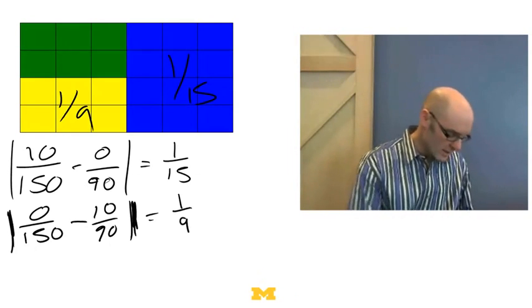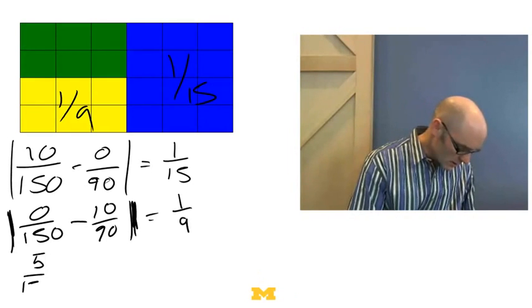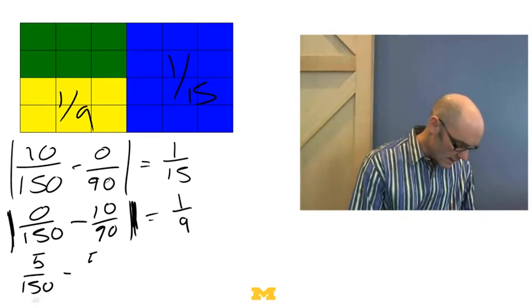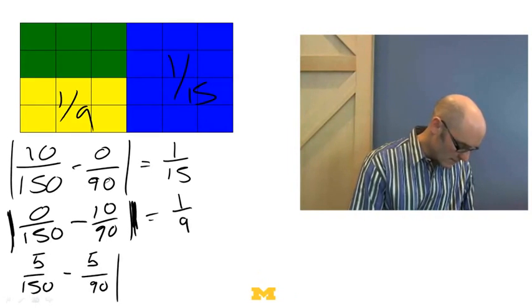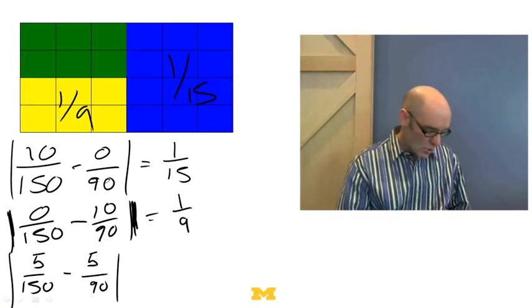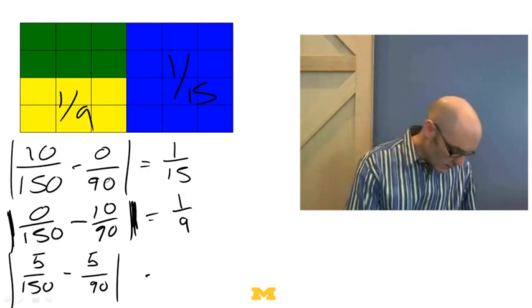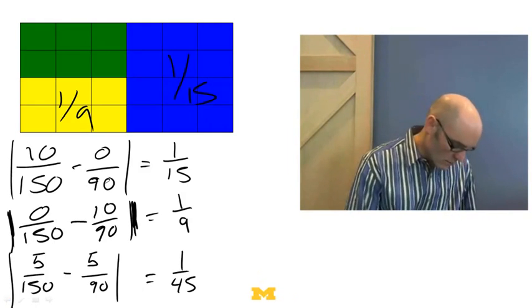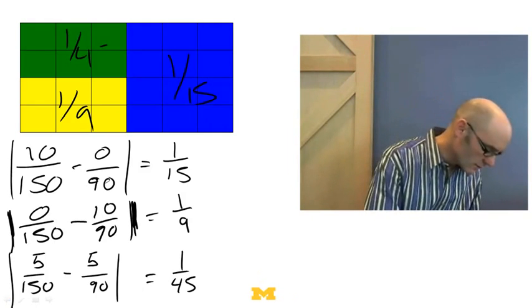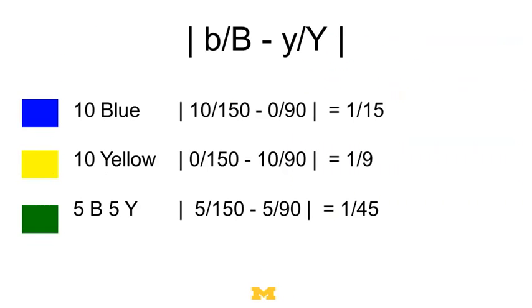Then finally, I've got these green districts. Now remember, these have 5 blue, so that's 5 over 150. And they've got 5 yellow, so that's 5 over 90. And I take the absolute value. Now what do I get there? Well, that's 1 over 30 minus 1 over 18. This is complicated, but we're going to find out that this is equal to 1 over 45. What we get then is every one of those 10 blue districts, the index of dissimilarity is 1 over 15. Every one of the yellow districts, the index of dissimilarity is 1/9. And every one of the districts that's 5 blue and 5 yellow is 1 over 45.